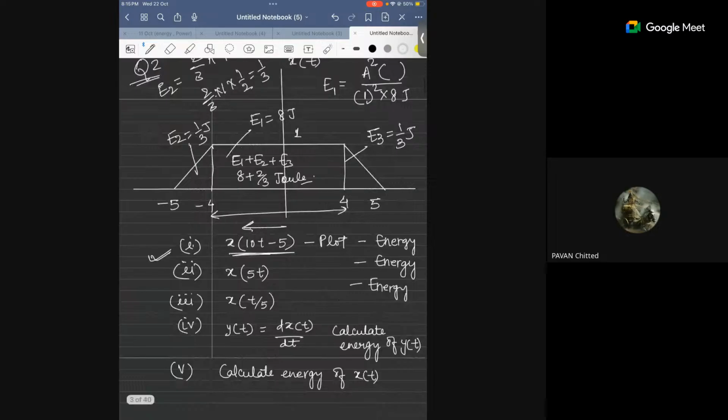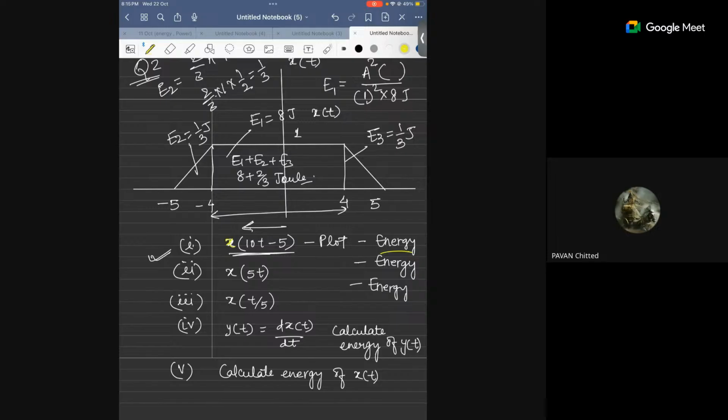Anybody has any doubt in this? So you have calculated for x(t). Now you have to calculate it for x of 10t minus 5. What happens if you are doing the scaling? What will happen to the energy? Scaling will decrease the energy by mod A, that 10, a factor of 10. Yes, it will decrease by 10 times, correct?